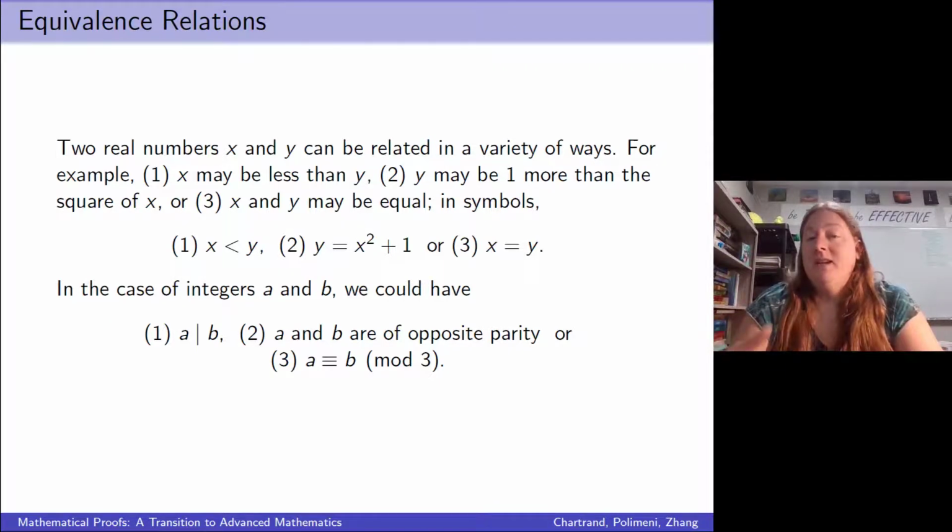If we have two integers, a and b, we can say a divides b. That's a relationship between the two. a and b are of opposite parity. Again, that's a relationship. Or a is congruent to b mod 3.